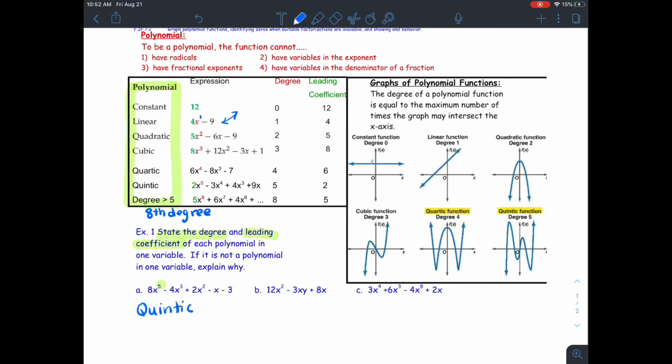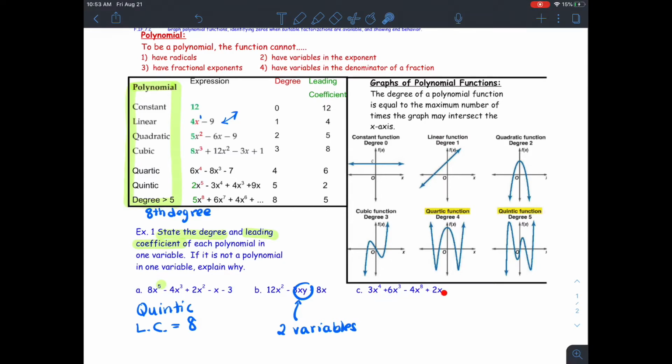So I'm going to call this a quintic polynomial. It's a quintic polynomial, and then I'm going to abbreviate here LC for lead coefficient. The lead coefficient would be the 8. Here is a situation where I'm seeing multiple variables, so I'm just going to circle it and say there are 2 variables here, and they told us that if it's not a polynomial consisting of one variable, explain why. Well, I'm circling there and saying I'm seeing two variables there.